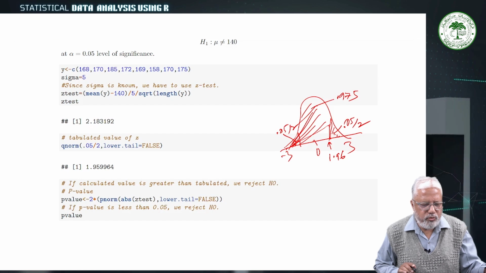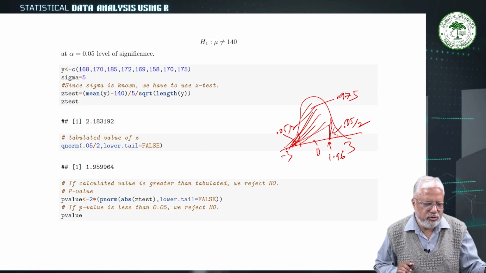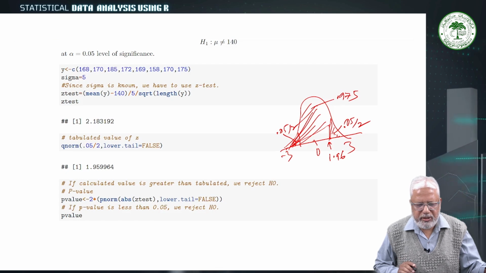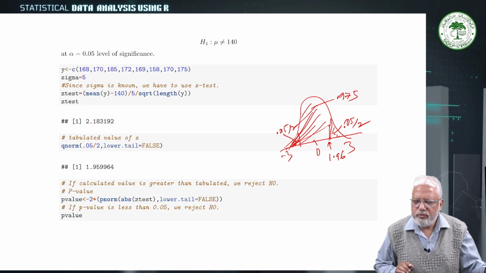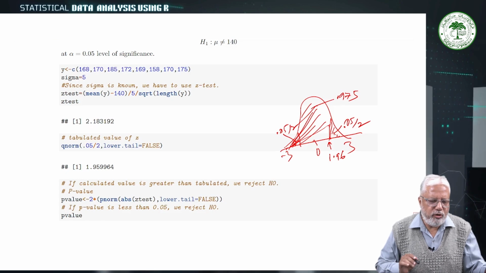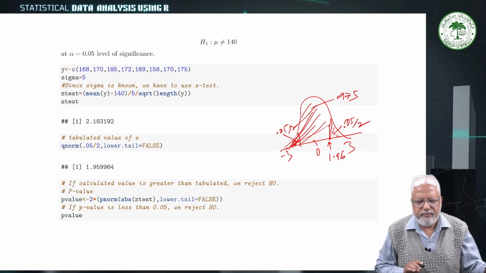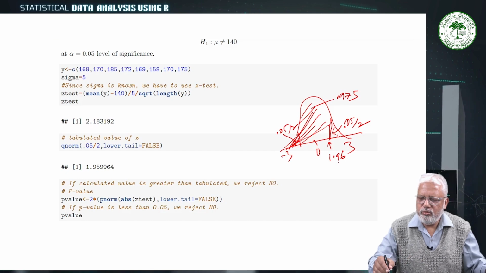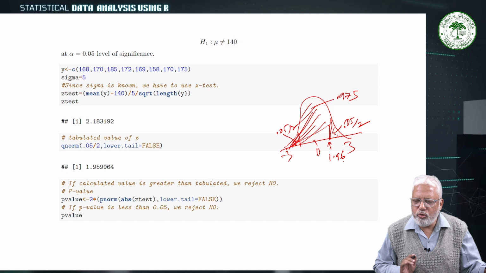If the calculated value is greater than the tabulated value, we reject H naught. This is a principle of statistics: the calculated value, meaning the value of the test statistic, which is 2.18, is greater than the tabulated value, which is 1.96. Thus we reject H naught.